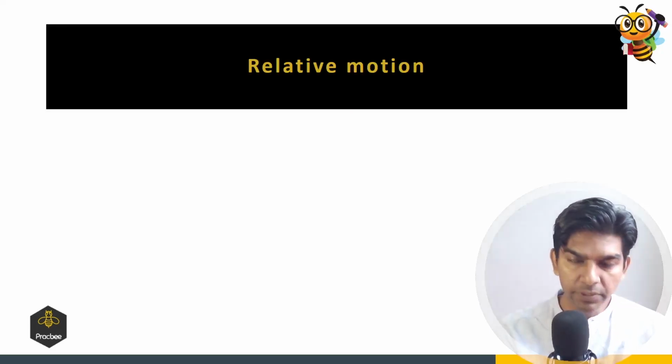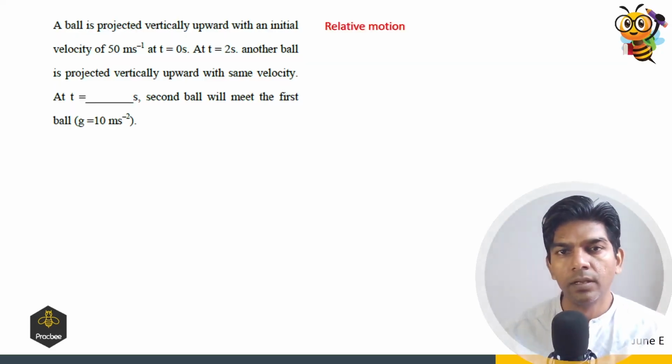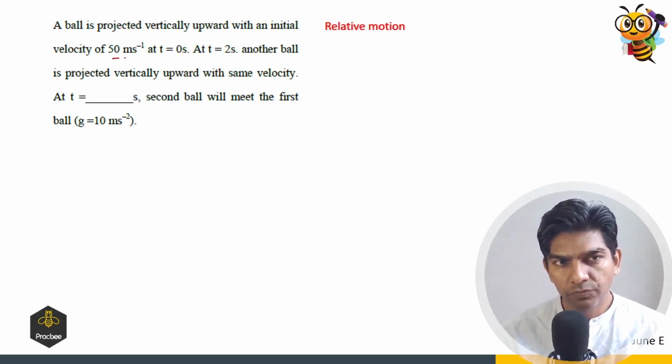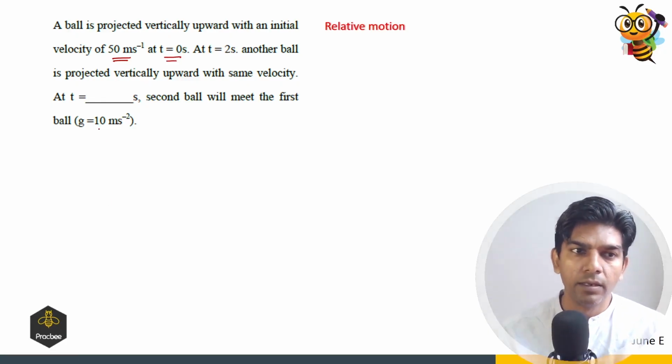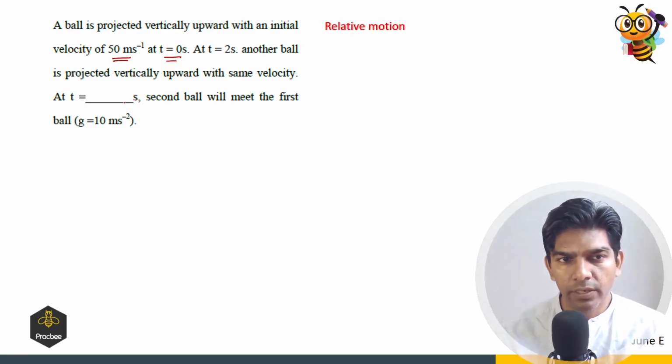Now let us look at the next problem type, which is based on relative motion. A ball is projected vertically upward with an initial velocity of 50 meters per second at t equals 0. At t equals 2 seconds, another ball is projected vertically upward with the same velocity. We have to find the time at which the second ball will meet the first ball. So we have to find the time from the beginning.